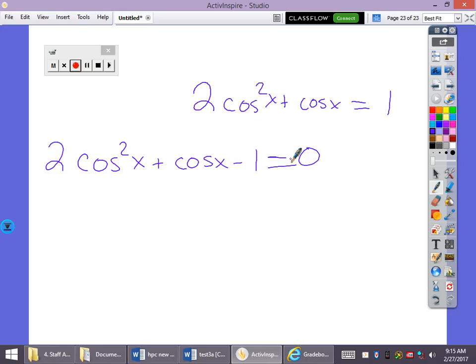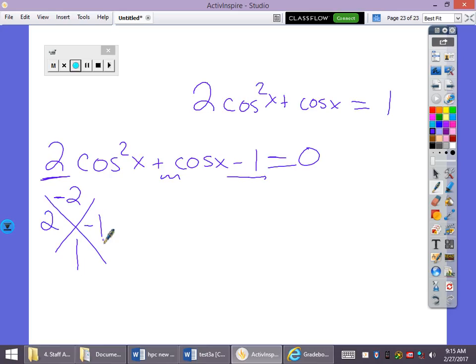I'm going to show you both methods because some of you are not good with factoring. So I will show you how the quadratic formula works. First, I'm going to do factoring. A times C is negative 2, and B is worth 1. What are two numbers that multiply to negative 2 and add up to 1? 2 and a negative 1.